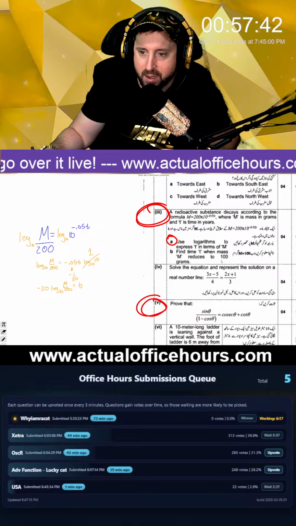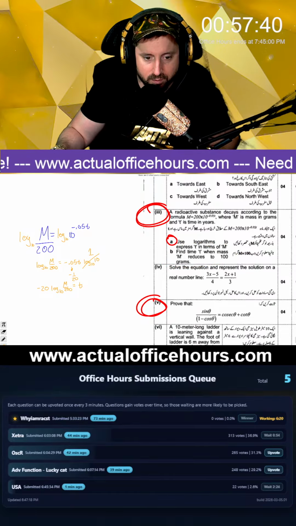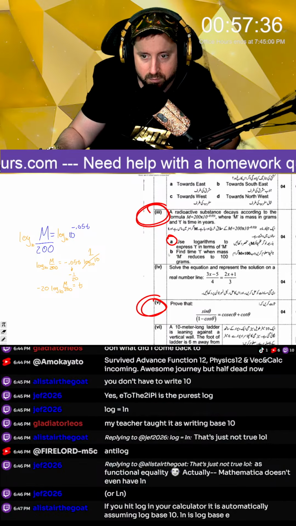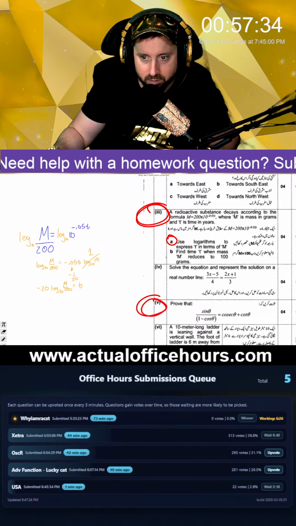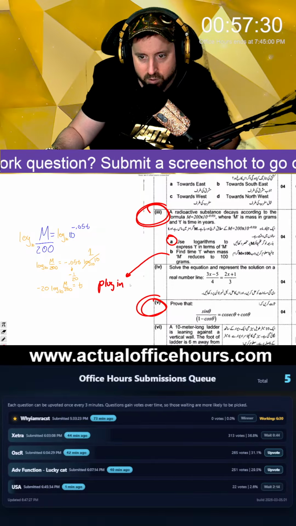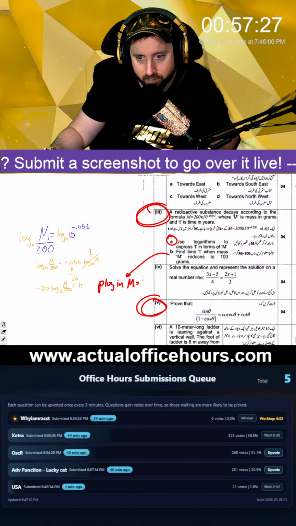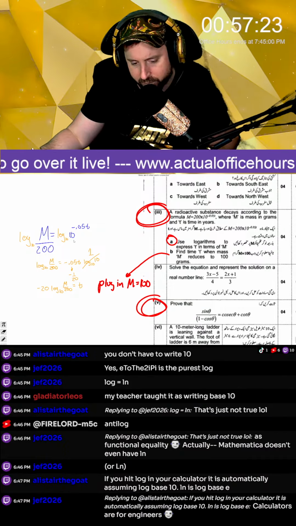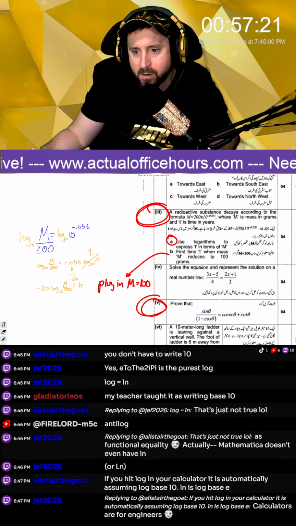And then, yeah, if you wanted to solve for this, I'm not going to do it, but it's easy. You just plug in m equals 100. Which is actually going to be the half-life time. Right? That's the amount of time it goes from 200 to 100. Okay, cool.